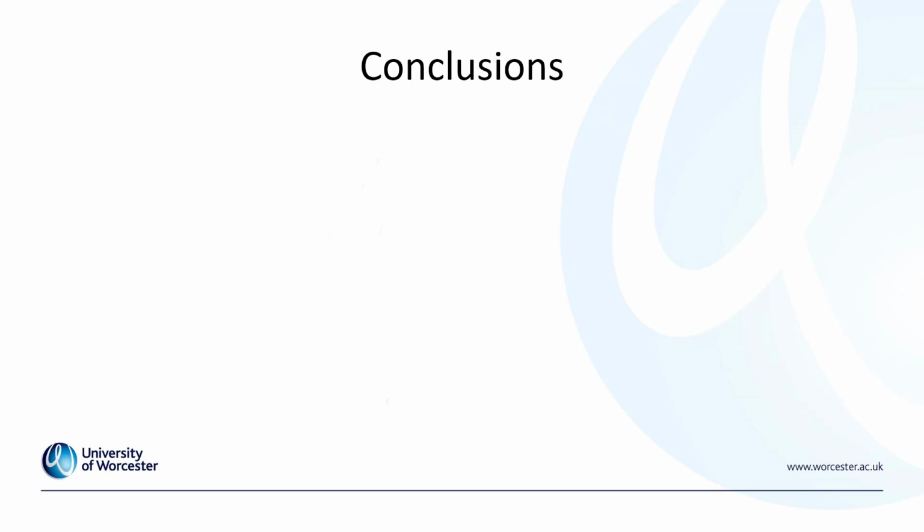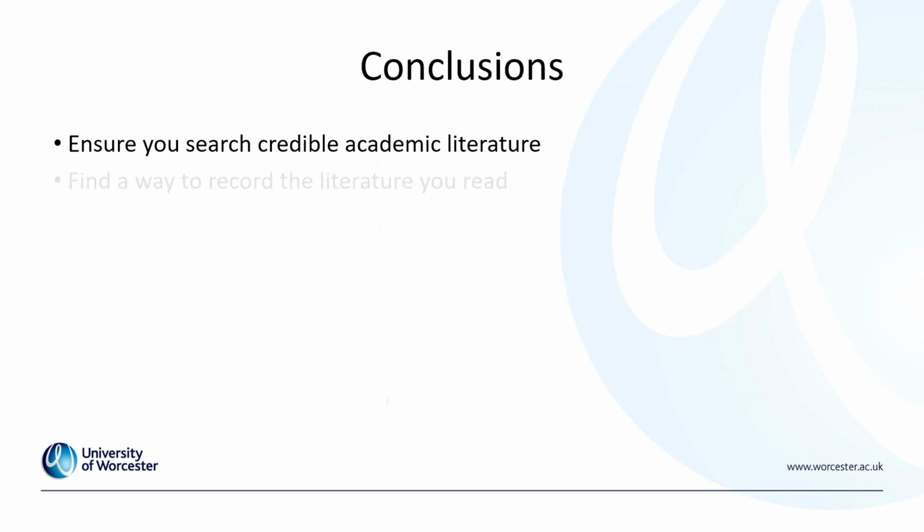So, for conclusions, you need to ensure you search credible academic literature. If you're not using credible academic literature, no matter how well your literature review is written, it will not be credible. I'd also recommend you find a way to record the literature you read. This will save you a lot of time, and of course it's up to you how you might want to go about this. We discussed using a table, but other people find it useful to draw diagrams or mind maps linking the different research areas and themes together.